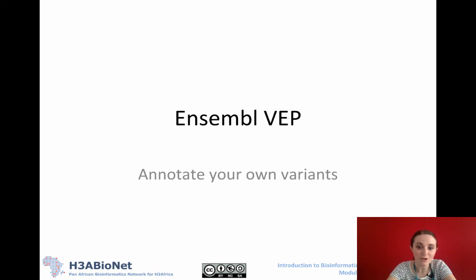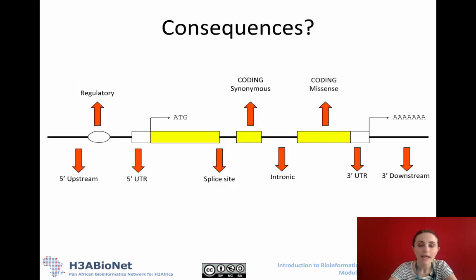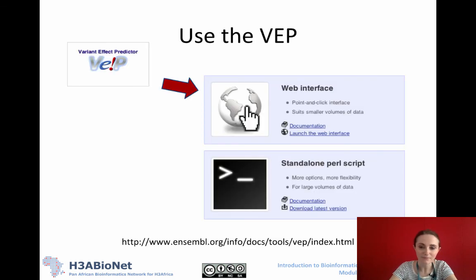And the Ensembl VEP knows how to deal with all these different kinds of formats. What the Ensembl VEP does is it takes your own variation data, which could be coordinates, VCF, HGVS notation or a list of variant identifiers, and it tells you which gene they hit and what consequences they have on those genes. So you can start to understand what might be phenotype causing and things like that. So the VEP does this, and there is an online tool and also a standalone Perl script.